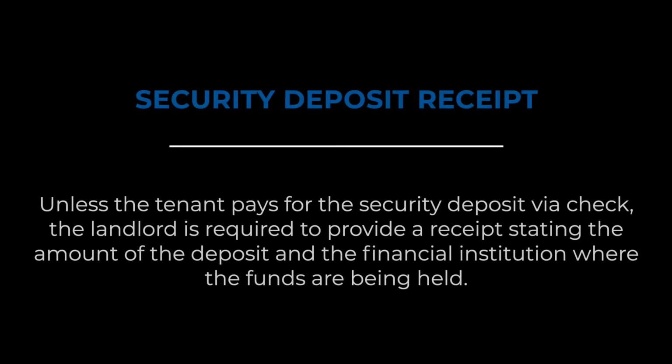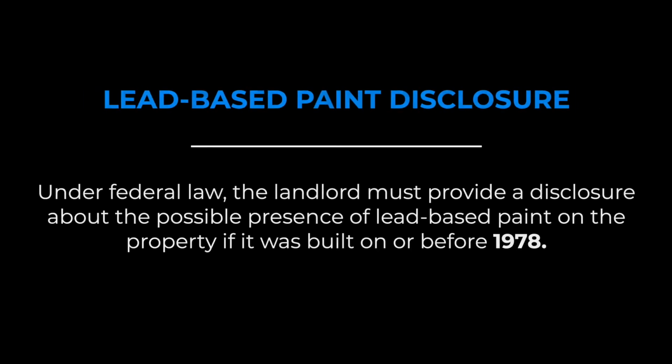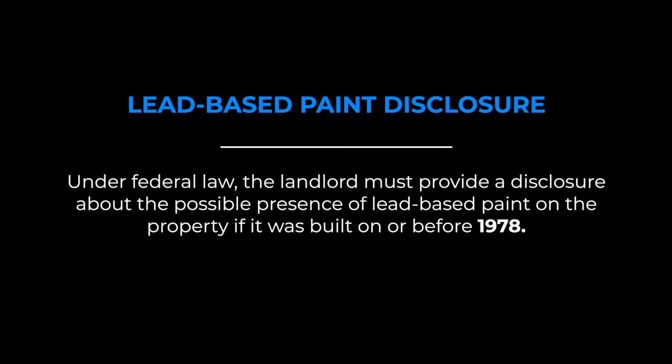Security deposit receipt. Unless the tenant pays for the security deposit via check, the landlord is required to provide a receipt stating the amount of the deposit and the financial institution where the funds are being held. Lead-based paint disclosure. Under federal law, the landlord must provide a disclosure about the possible presence of lead-based paint on the property if it was built on or before 1978.